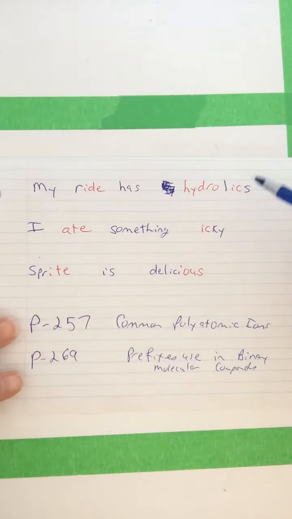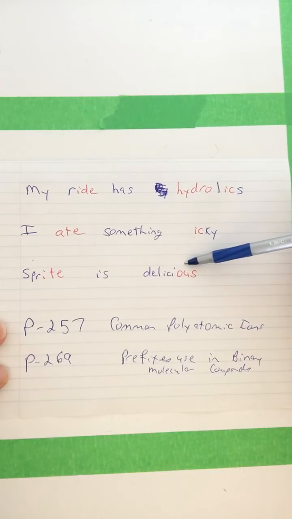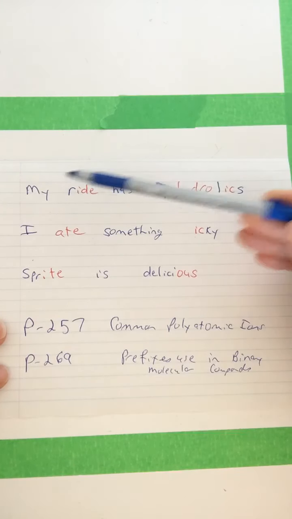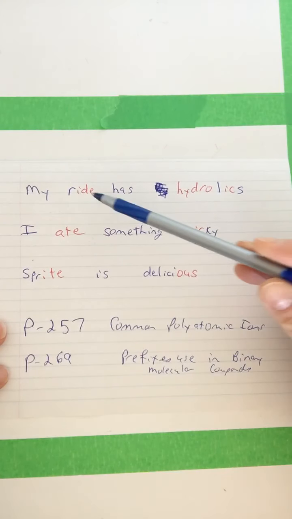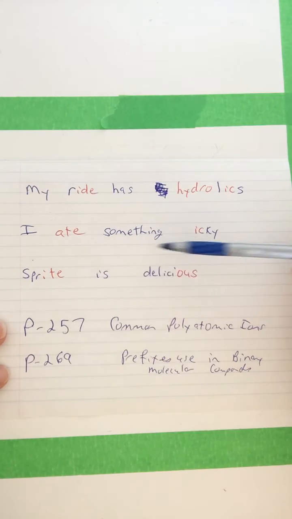This is a page that you should maybe pause the video and write down somewhere. These little mnemonics are very helpful when it comes to doing acid naming. So these: "my ride has hydraulics." This is spelt wrong, but we need it spelt this way for the acid naming. So this is a little thing to remember. "I ate something icky, and Sprite is delicious."